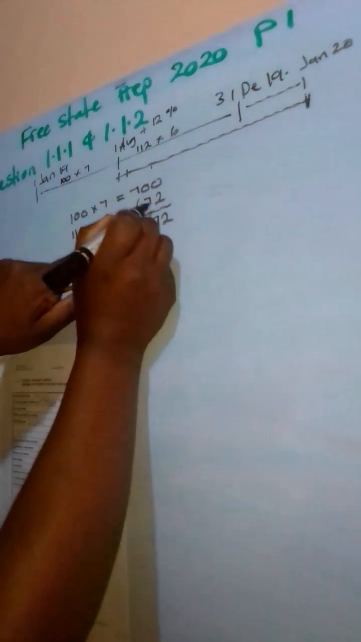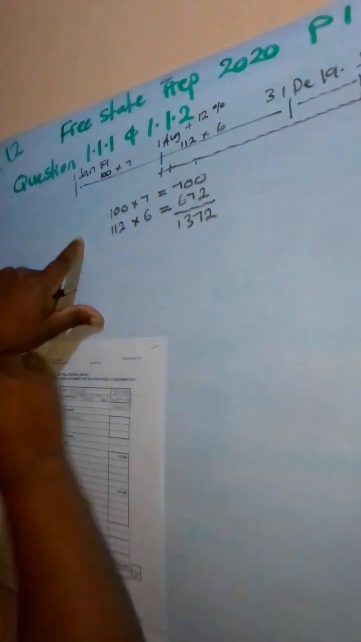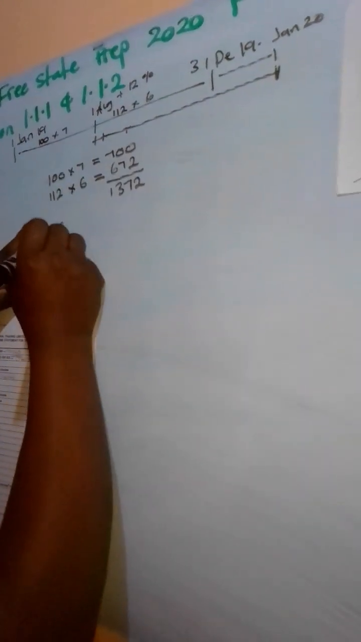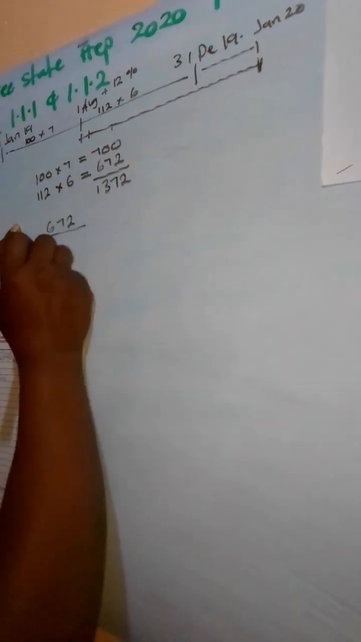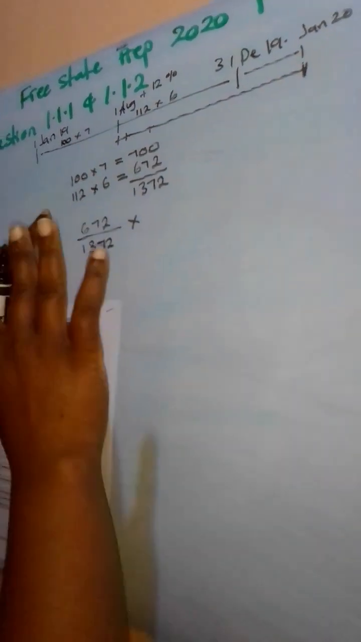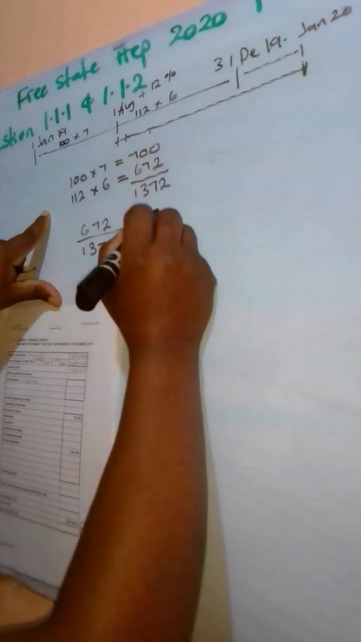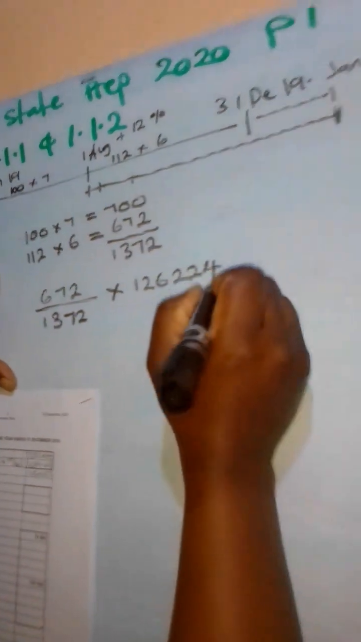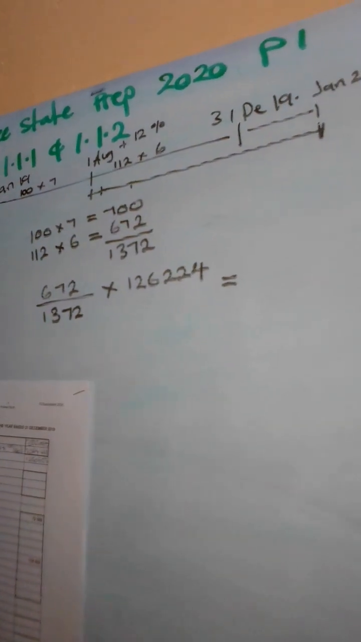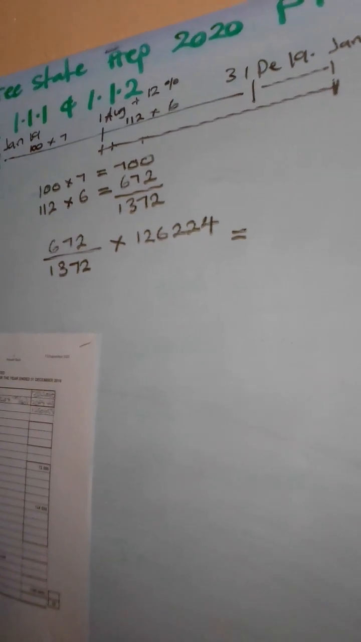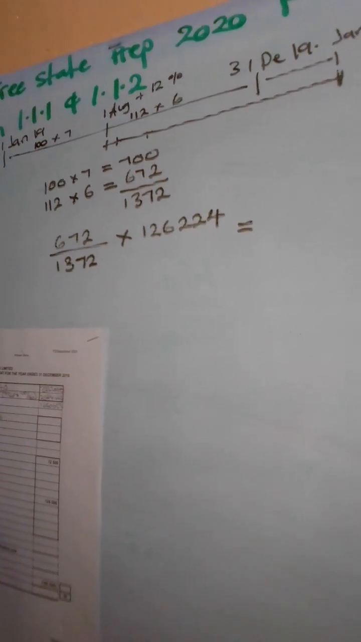And then the next step, what do we want? We want the money for the 6 months, because that's where the increment is. Are we together? That is where we get the income received in advance. So we say 672 over the total 1,372, multiplied by the amount of rent received in this financial year, which is 126,224. Let's go to our calculators. 126,224 times that fraction gives us something like 61,824.